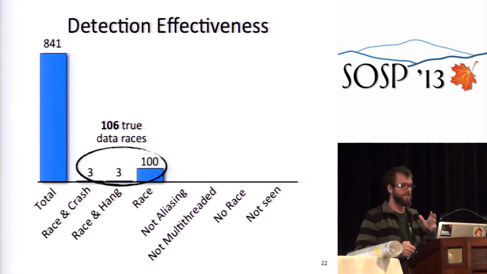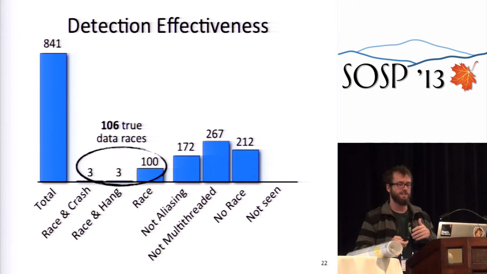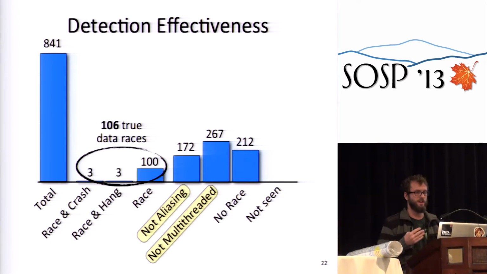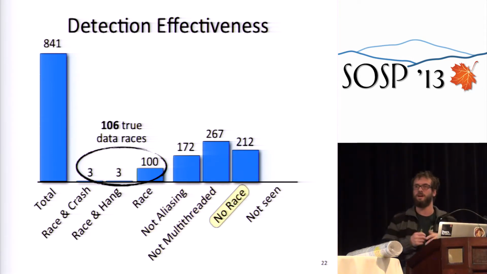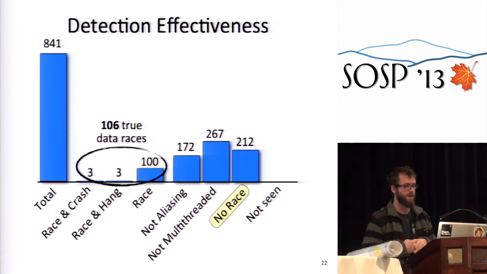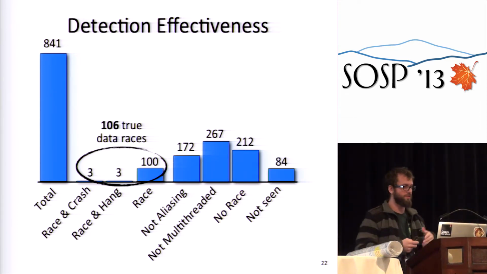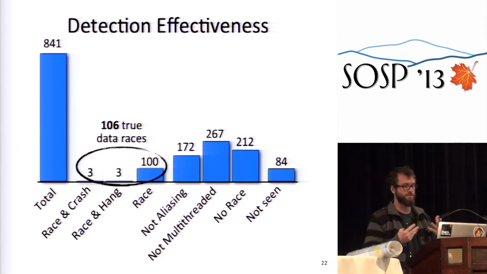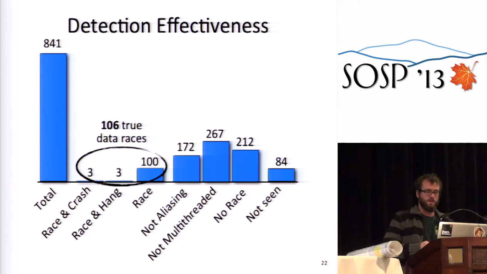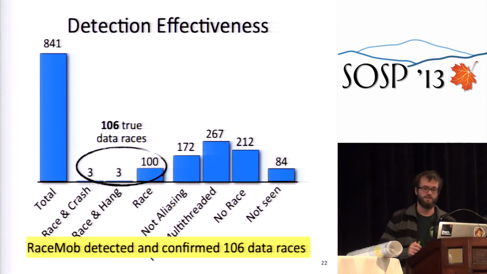RaceMob identified that 621 potential races are not actual races, either because of alias analysis or multi-threaded context inference errors in static data race detection, or simply because the static data race detector could not identify happens-before relationships that were present in the program and were introducing a proper order among the accesses. Finally, 10% of the potential data races, which amount to 84 data races, were not seen during the executions that RaceMob monitored. In conclusion, RaceMob detected and confirmed a total of 106 true data races.